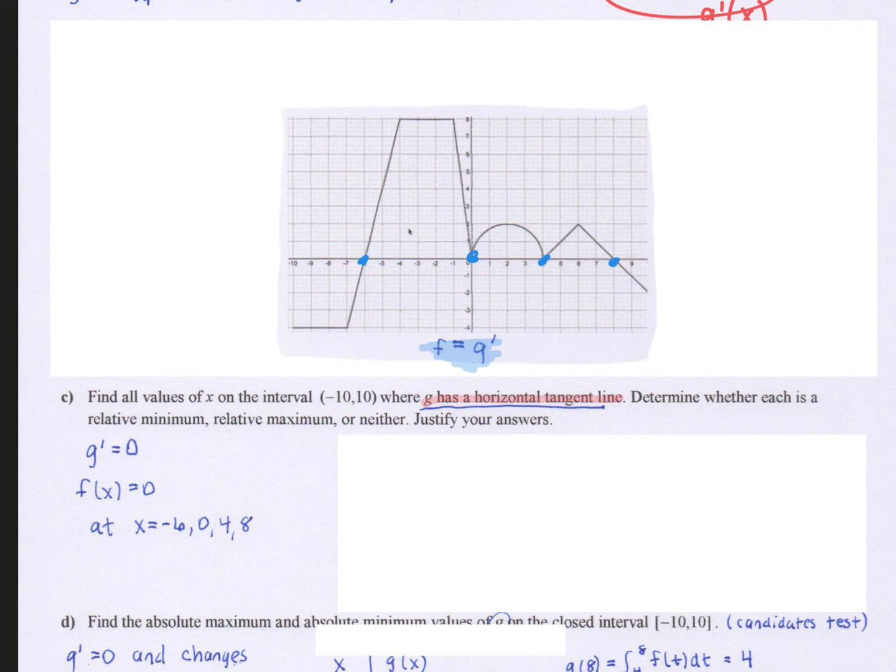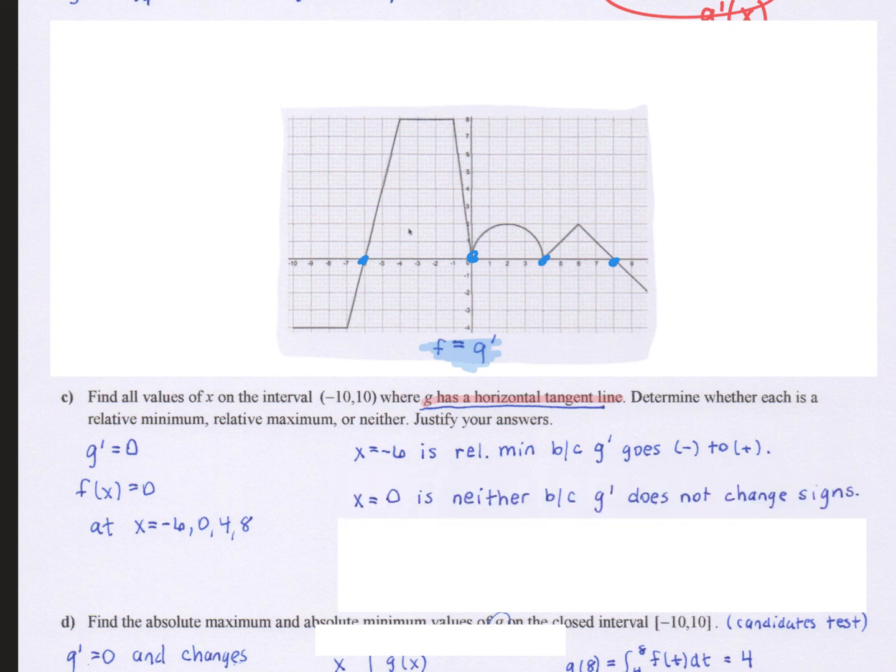So at x equals -6, I can see my g prime graph goes from negative to positive. That makes x equals -6 a minimum on the graph of g. At x equals 0, I see my graph does not change signs. It stays positive, coming into 0 and positive, leaving 0. That means that it is neither a max nor a min at x equals 0. That same idea is happening at the 4 as well. My graph of g prime is positive coming in, it's positive leaving. There is no sign change. Therefore, there is no max or min.